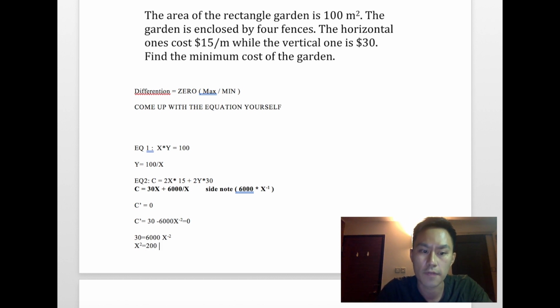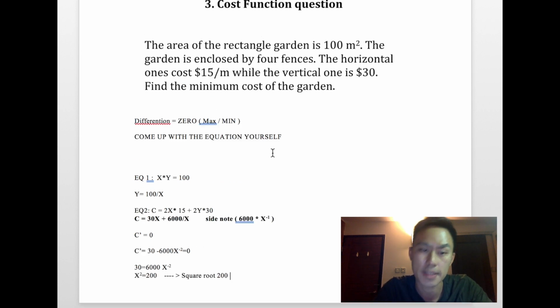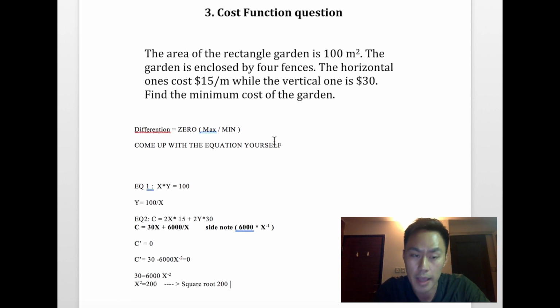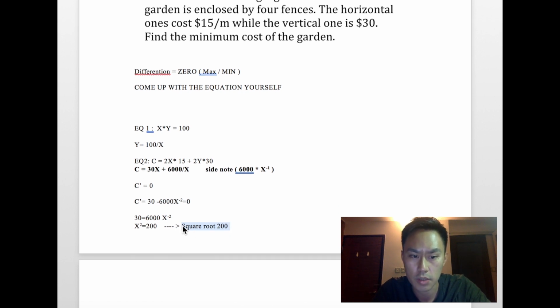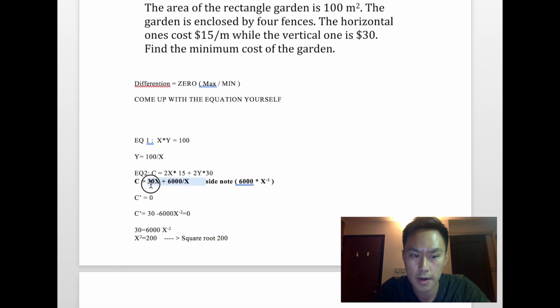Yeah. So finally, you will get the answer of square root x is equal to plus or minus square root 200. Yeah, square root 200. But obviously, because x is the length, right? Yeah, so length cannot be a negative number, so it will be positive square root 200. So which is the x value, and then finally, you just need to put the square root back into the equation right here.